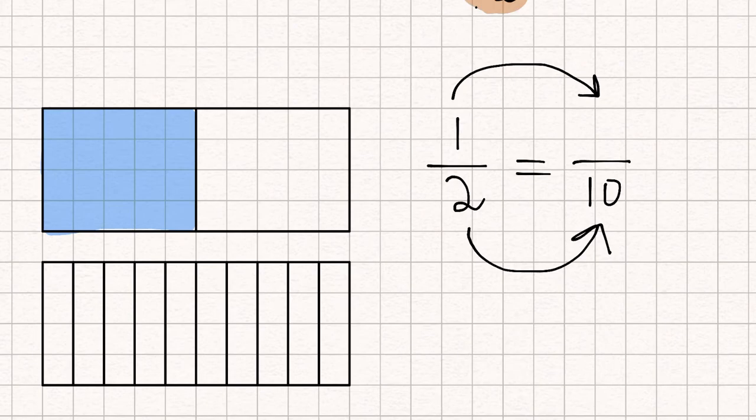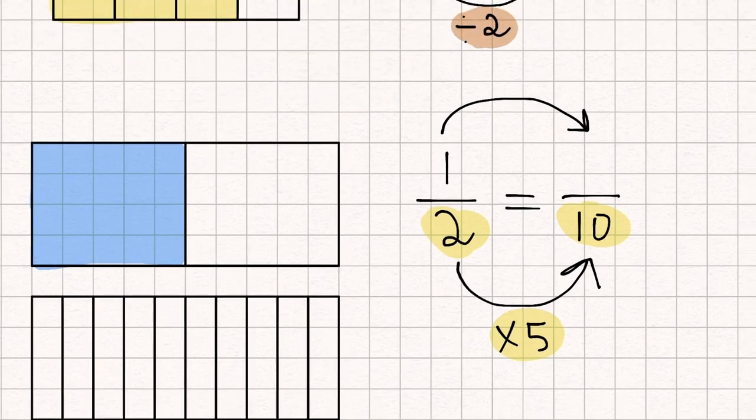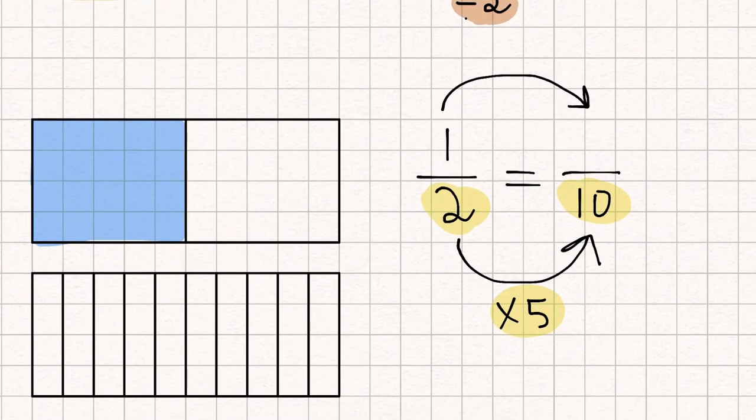All right, assuming you're done with the problem, I'm going to ask myself a question. 2 times what equals 10? 2 times 5 equals 10. So I'm going to do the same math on the top. Whatever I do to the bottom, I have to do to the top. 1 times 5 equals what? 1 times 5 equals 5. 5/10.